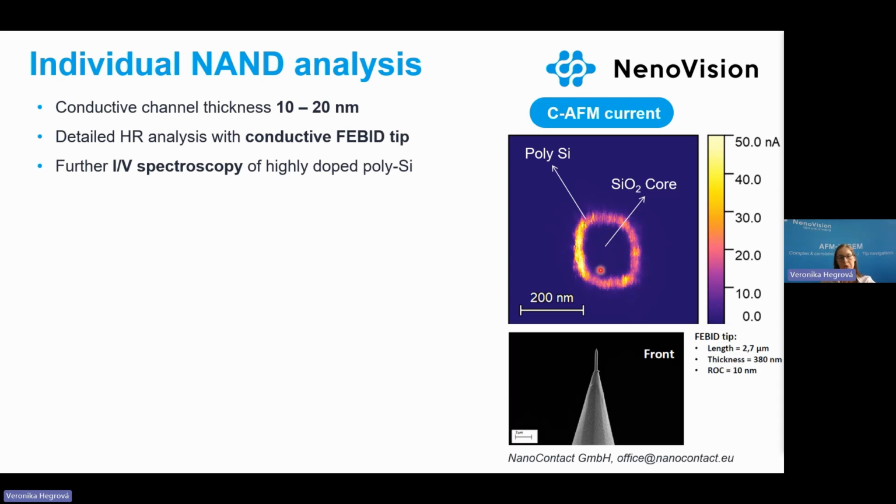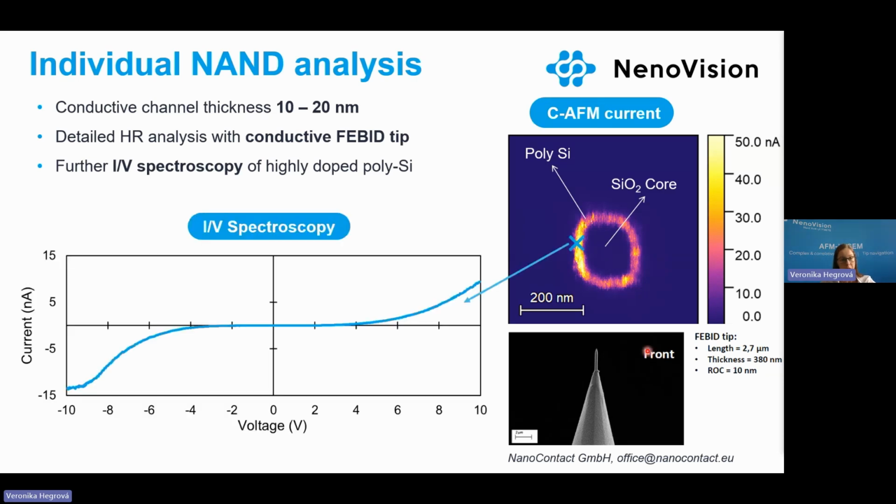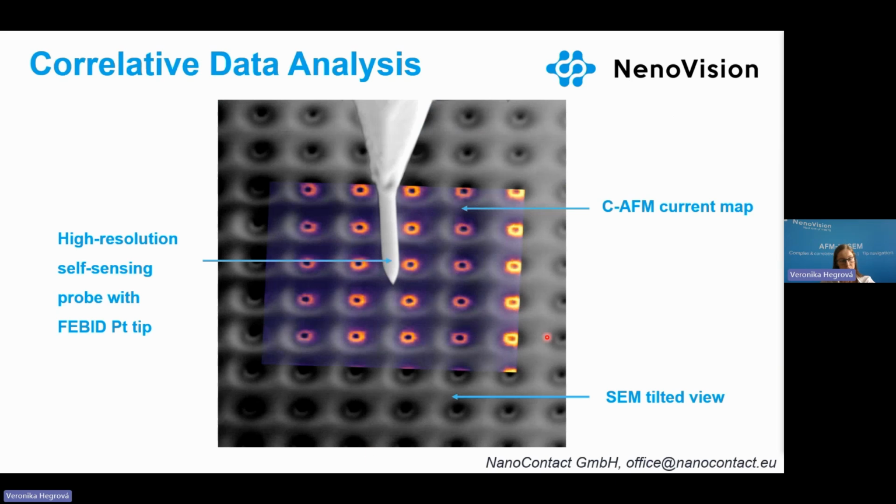How we analyzed it, we used a probe from NanoContact with a very high resolution FIB tip. So the diameter is around 10 nanometers. So this is how we can analyze very tiny structures. We can choose the IV spectroscopy points and analyze the current voltage characteristics. And further, all of the data we can correlate together. So we can see an SEM tilted view under 45 degrees with high resolution tip above the sample and conductive AFM current map.